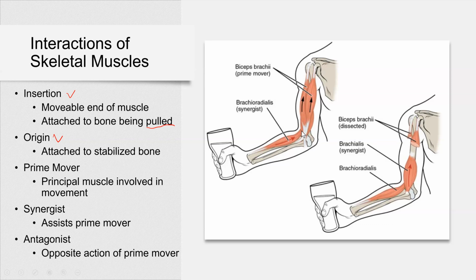Now brachioradialis will be a synergist. It's a smaller and weaker muscle. It will assist the biceps brachii in flexion of the elbow. And triceps brachii will be the antagonist because it will oppose the action of biceps brachii and brachioradialis. So it will extend your arm at the elbow joint.